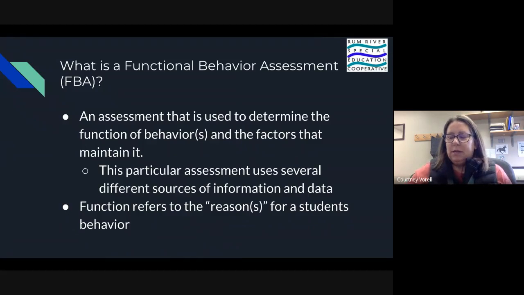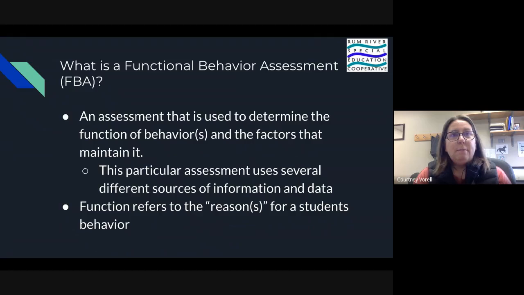So if we think about what is a functional behavior assessment, some people in the past have just tried to get this assessment done and out of the way and just put it in a file as just part of the evaluation. But what we want to be able to do is use it to determine the function of the behavior and the factors that maintain that behavior.